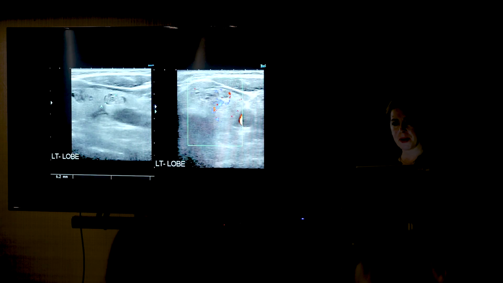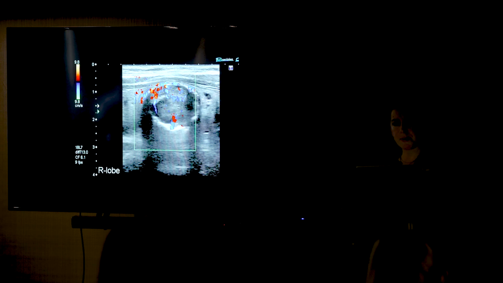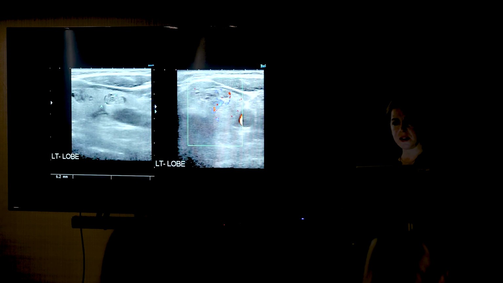But we have the pathological correlation. This is the contralateral lobe of the same patient to this one. So there's some small nodules here. So what would we call these? What U value would we give those?